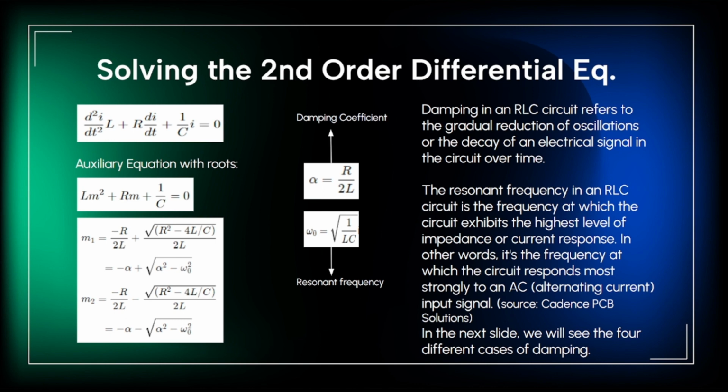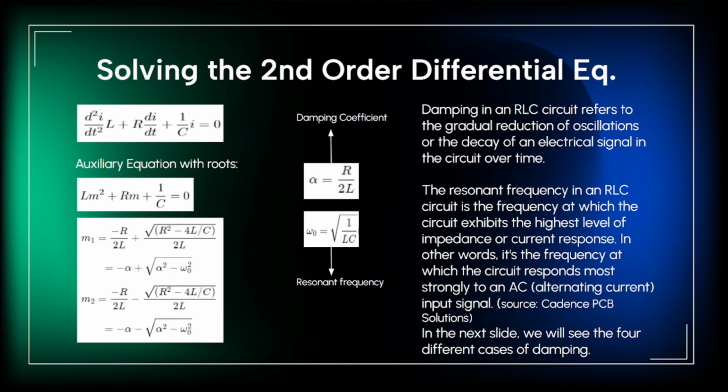Now, alpha is the damping coefficient and can be found by dividing the resistance by twice the inductance. And omega is actually the resonant frequency and can be found by taking the square root of 1 divided by the product of the inductance and capacitance. So, what exactly is the damping coefficient and the resonant frequency? Well, the damping coefficient refers to the process of reducing or dissipating the energy of oscillations or vibrations within the circuit.